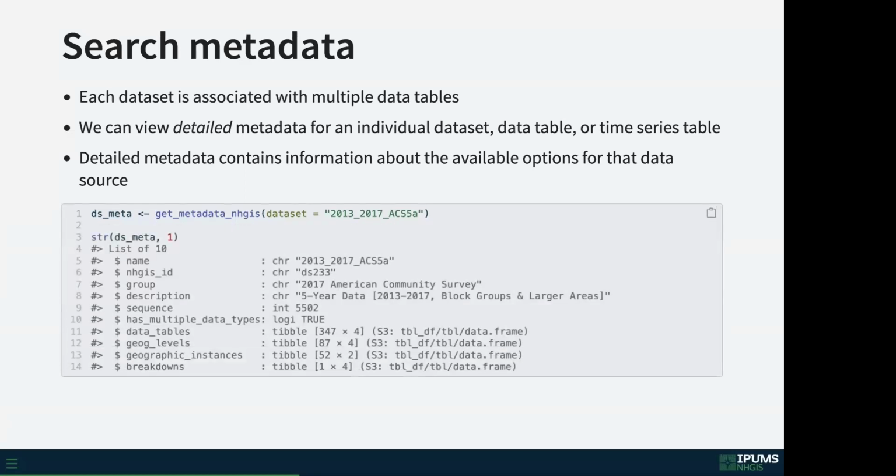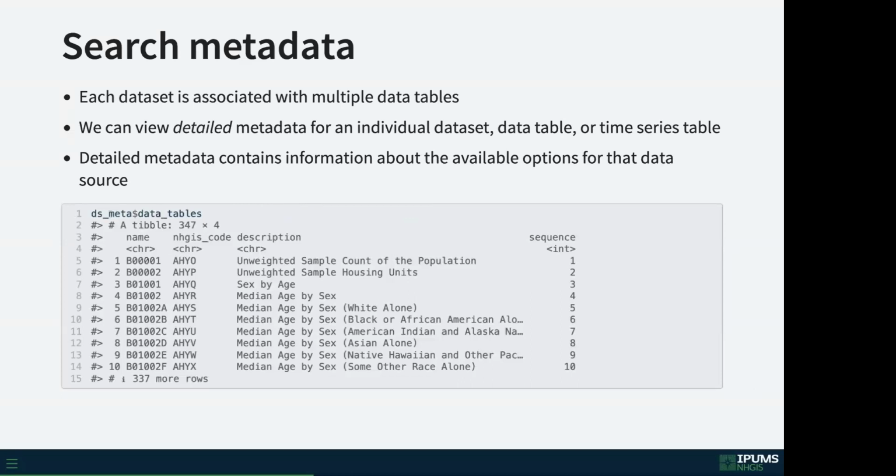And so the output is a little bit more complicated here, but I've summarized it here. Some of it is similar to what you get in the tabular summary metadata, but we also have some more information about the available data tables and the available geog levels, and all of this is specific to this data set. So I do want to direct your attention to the data tables. As you can see here, this is an entry with 347 individual data tables. So there's a lot of tables in the ACS 5A.